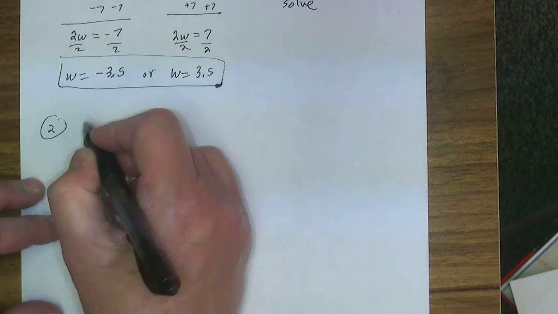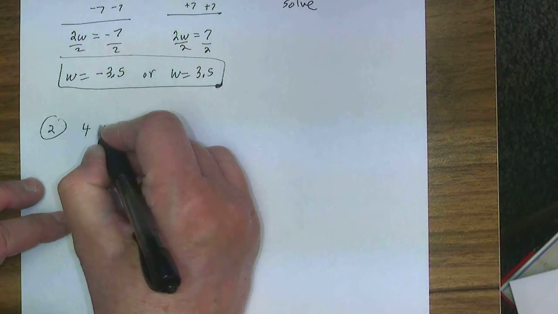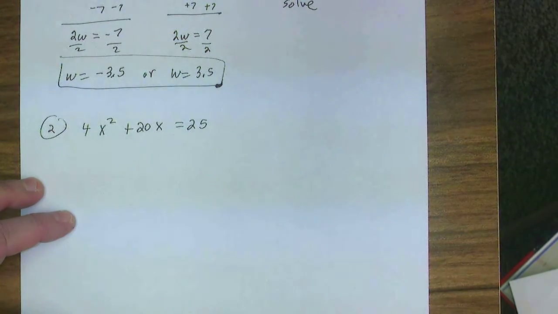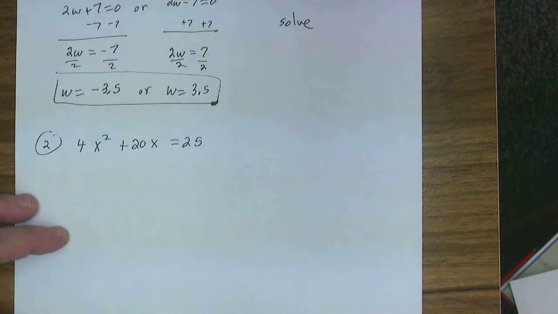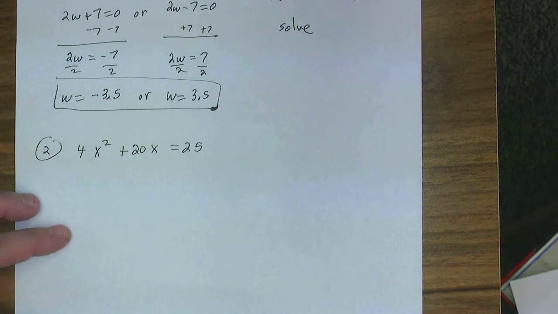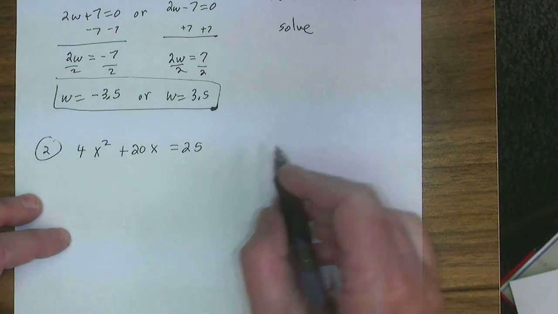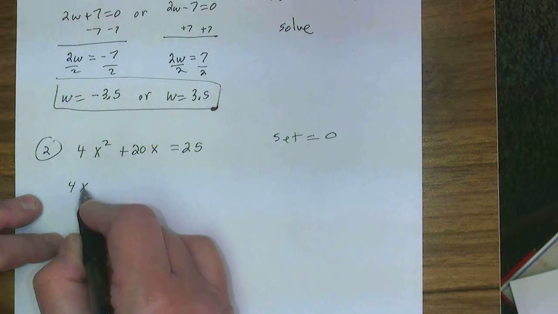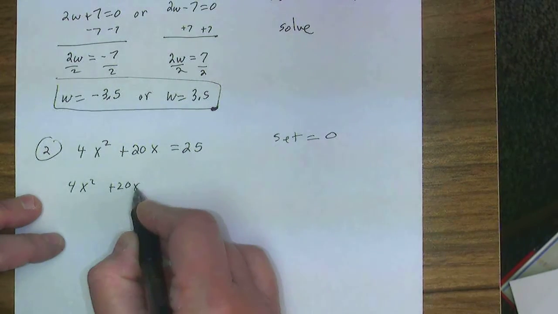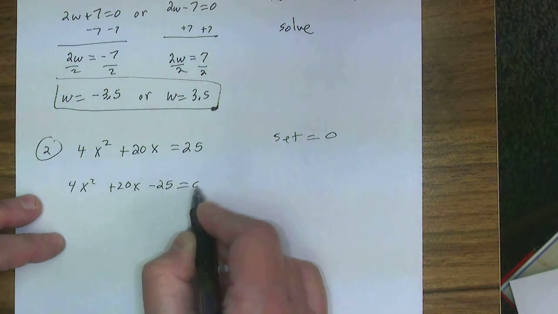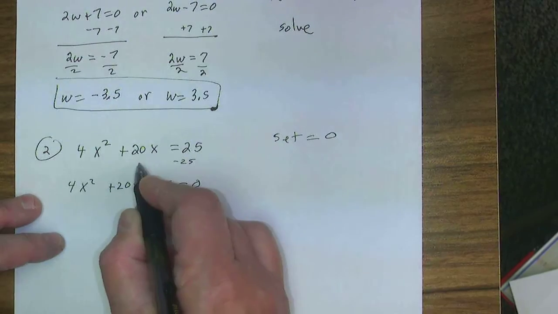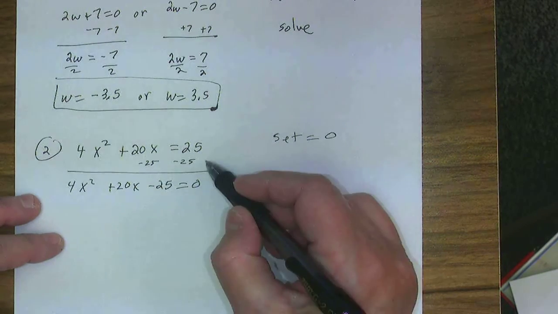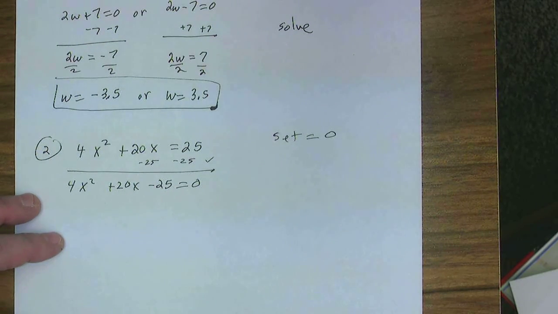Second problem, let's take 4x squared plus 20x equals 25. Now remember, the first thing for solving when there's a degree 2 is to make sure it's set equal to 0. So we need to subtract 25 from each side, 4x squared plus 20x minus 25 equals 0. You'll get where you can do that part in your head. You don't actually have to write that.